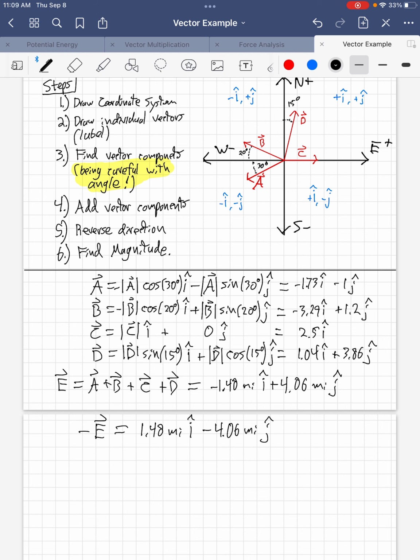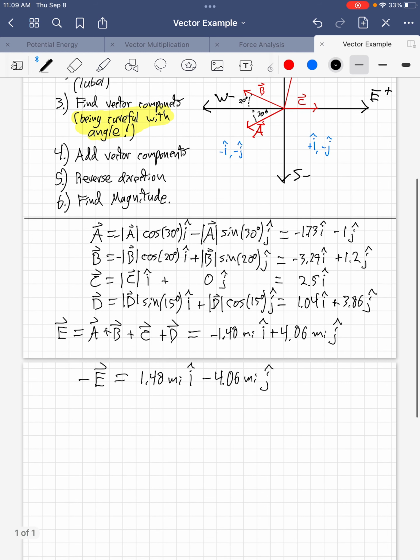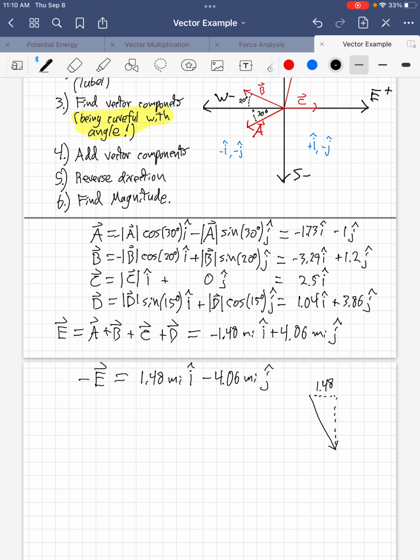Okay, now it's asking us, what's the magnitude? How far do we need to walk? And we can draw this out. So remember, we're going to draw this out now. All right, if this is 1.48 miles and this is 4.06 miles to the south, so how do we get that distance, the distance of the hypotenuse?